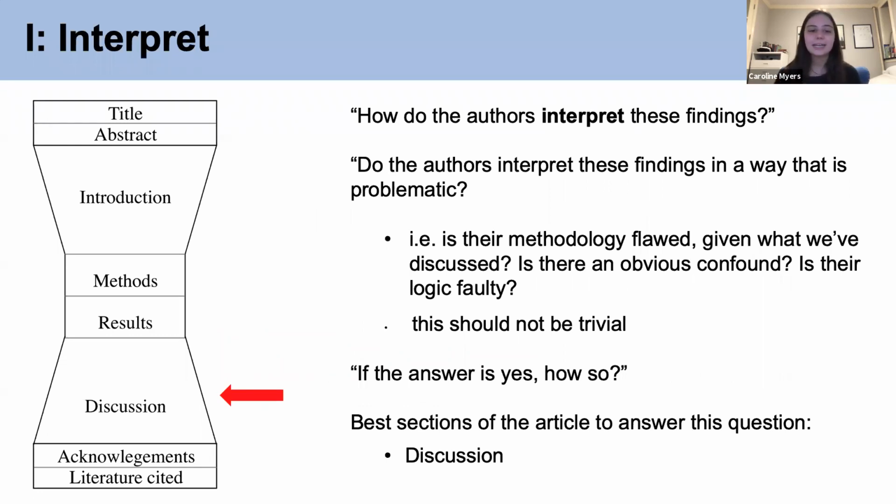And lastly, the I section, which is the interpretation. How do the authors interpret the findings, right? Do the authors interpret the findings in a way that was problematic? And if yes, how so? I will say that most of the papers we're presenting you with to exercise this method on are very high impact, high caliber papers. So oftentimes you won't be able to identify a fatal flaw in these papers. And that is absolutely okay. That's what we want in science, right?